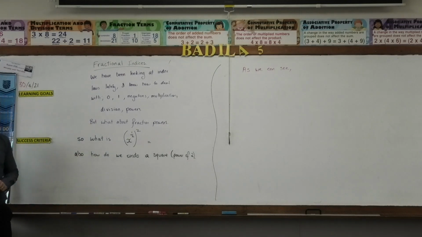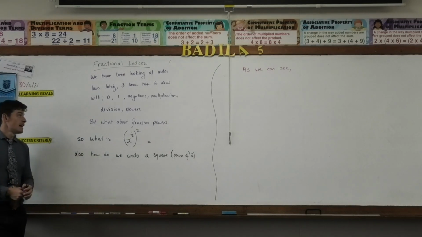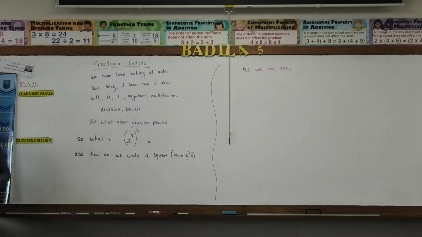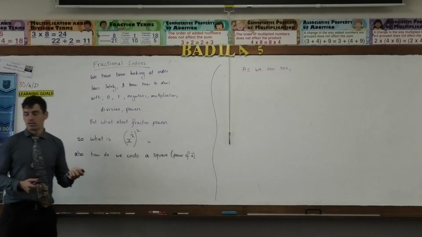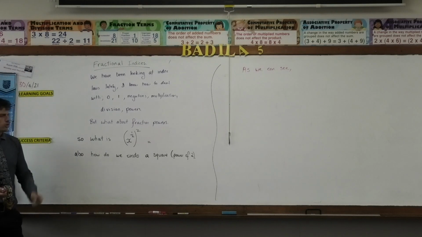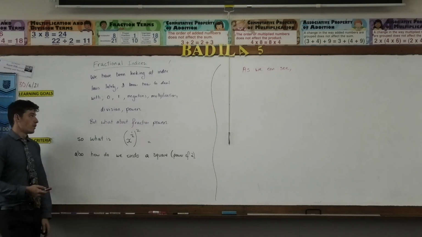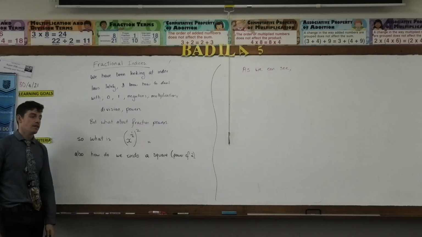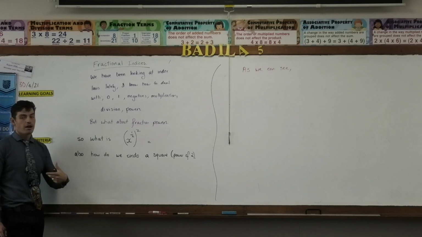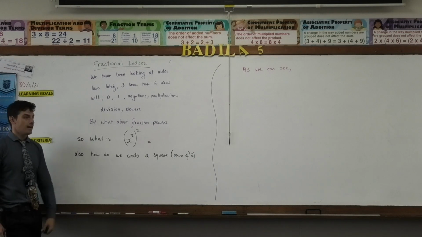We did heaps of index laws last week, and this is the last little bit of it. We've dealt with all sorts of problems. We can do it to the power of 0. What's anything to the power of 0? 1. I thought we dealt with this. Anything to the power of 1 is itself. X to the power of 1 is X.